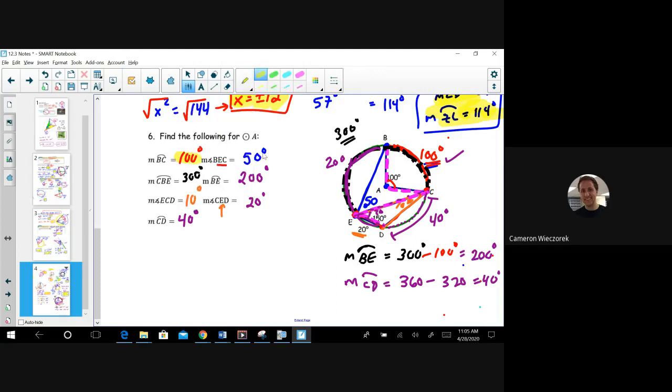So again, these take some time. The more you practice them, the easier they'll get. I think of them kind of like puzzles.